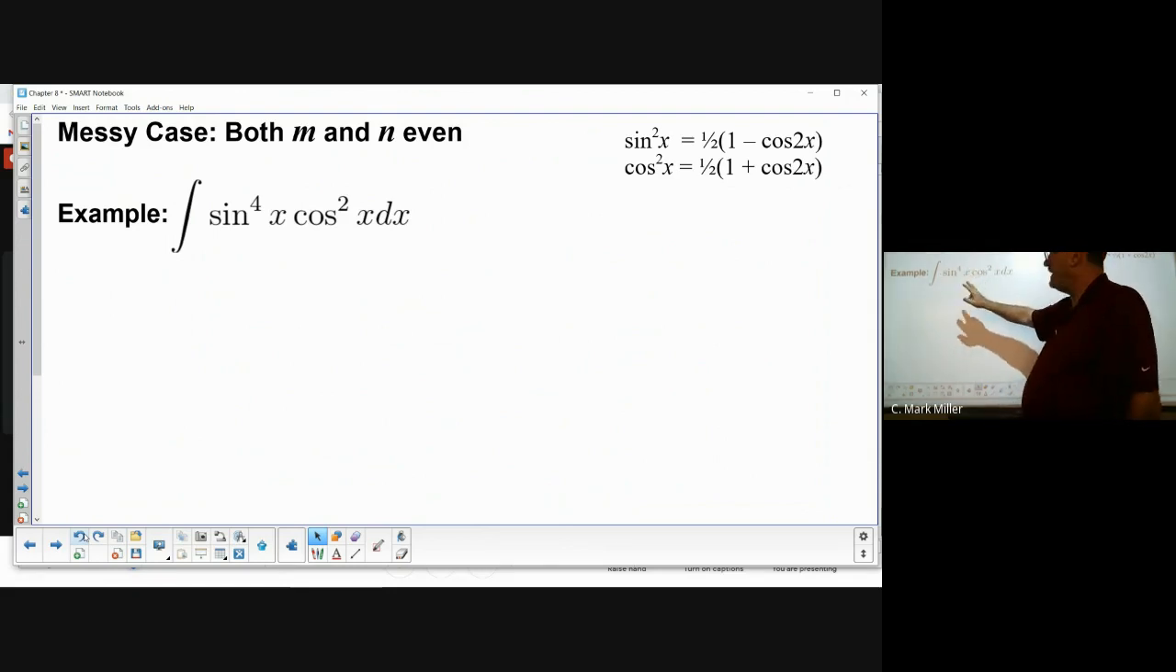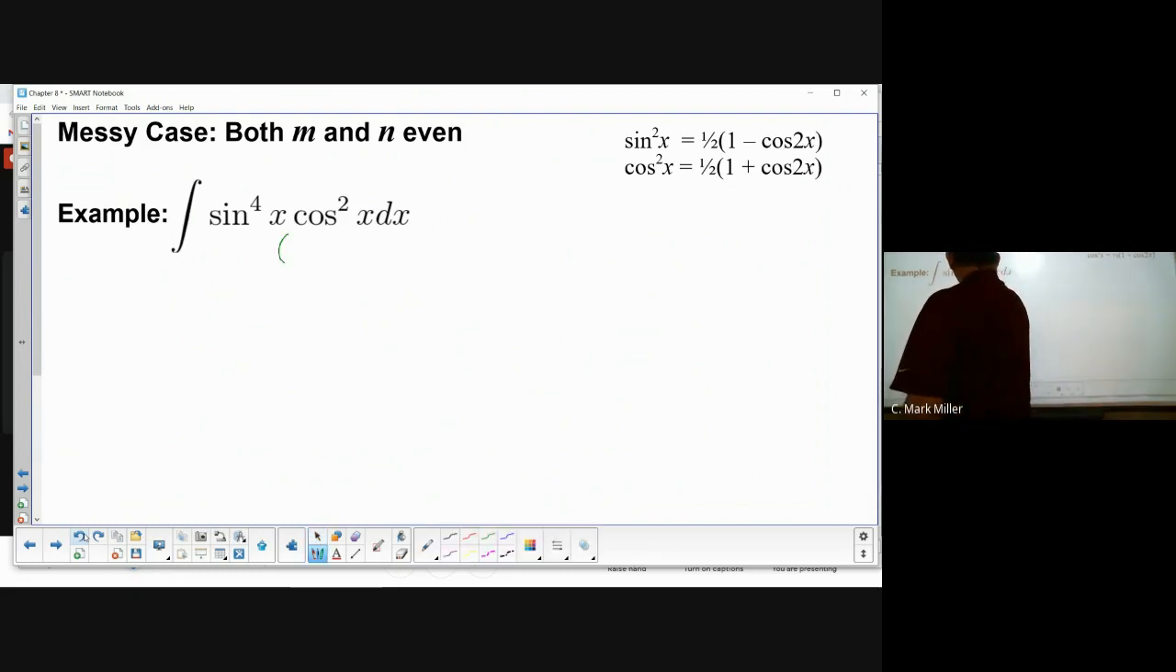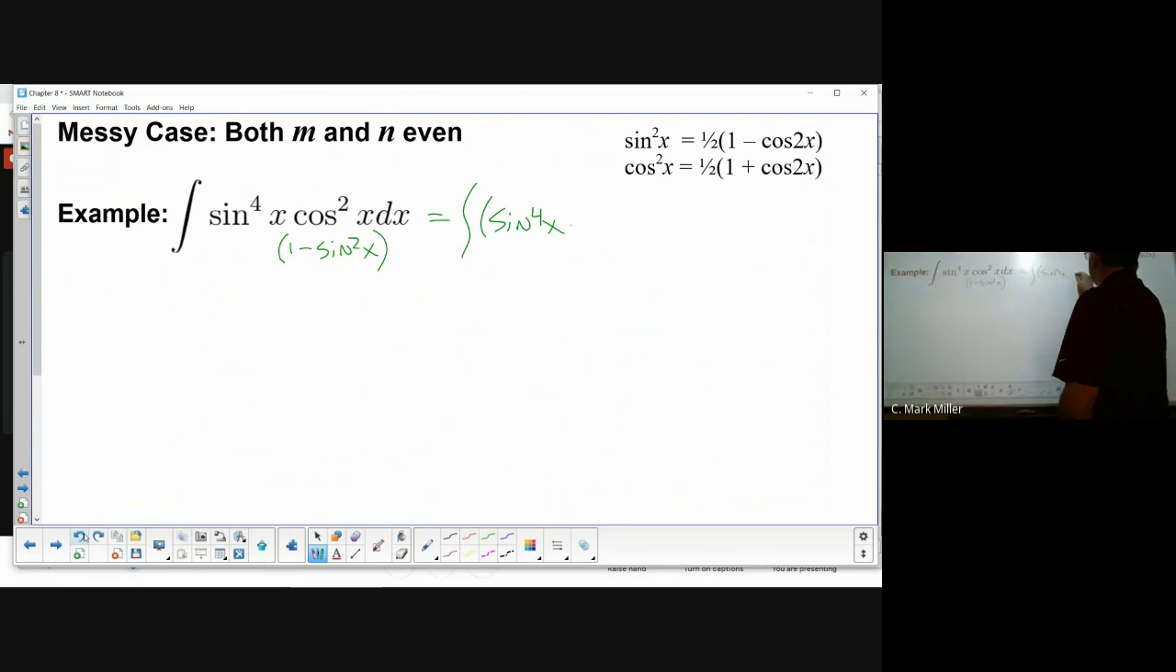Now think for a second. Don't write this down. If I were to convert this right away to 1 minus sine squared x, that's cosine squared, right? What would I get in the next step? I'd be getting the integral of sine to the fourth times 1, and then sine to the fourth times sine squared. That looks nice. Only problem is we don't know how to integrate that.